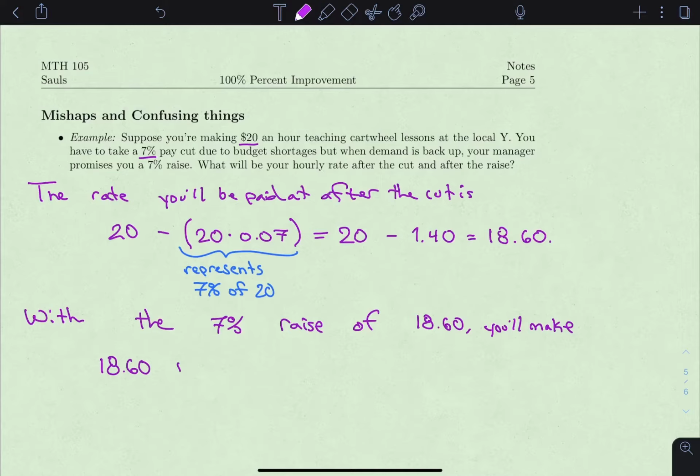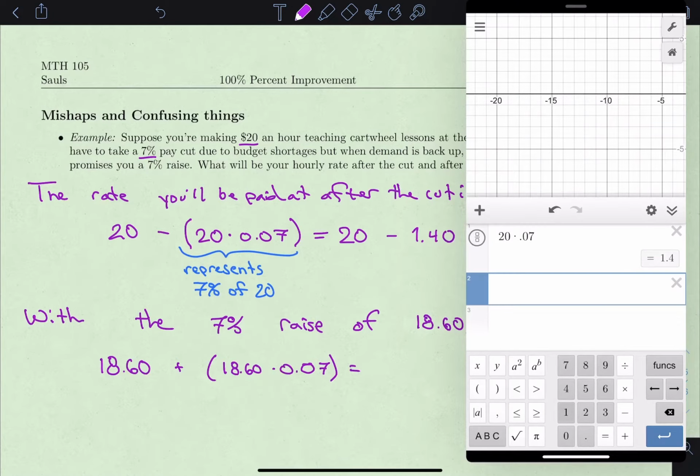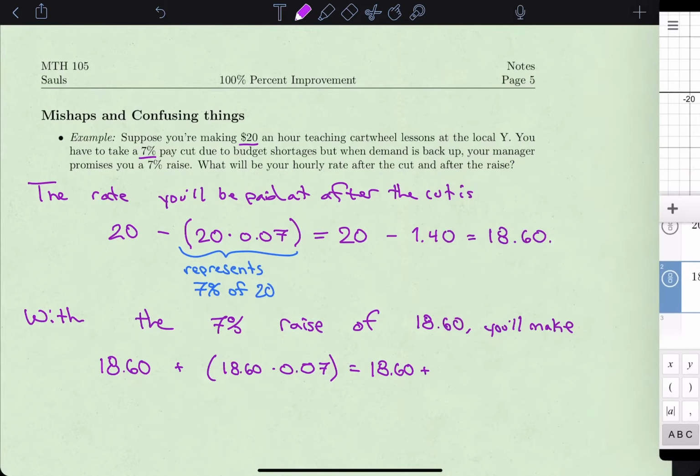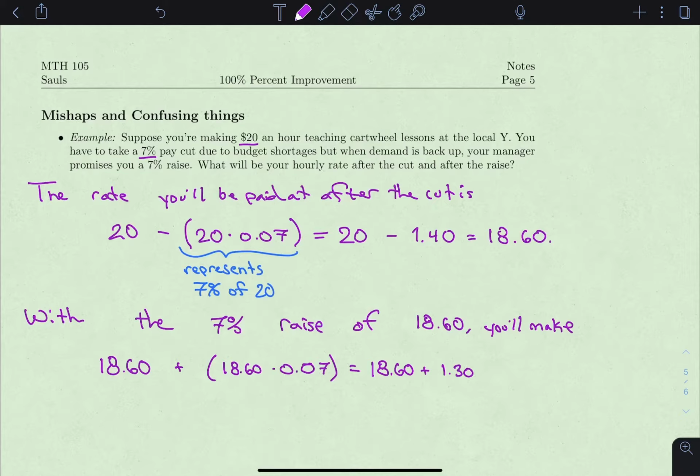$18.60, your base rate, plus whatever 7% of $18.60 is. Let's bring that calculator back. $18.60 times 0.07 will be, so you'll have your $18.60 and you're adding to that $1.30. We're going to round there. $19.90 per hour. That's less. So the raise didn't make up for the cut.